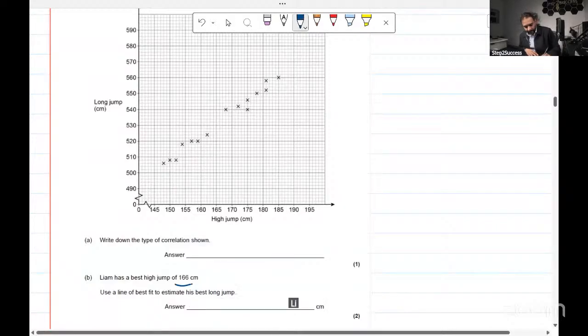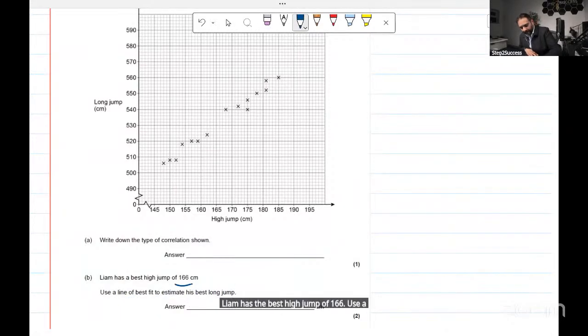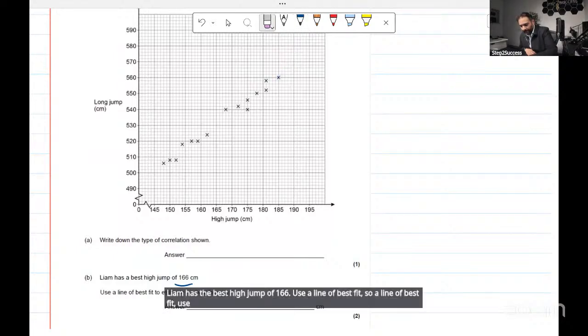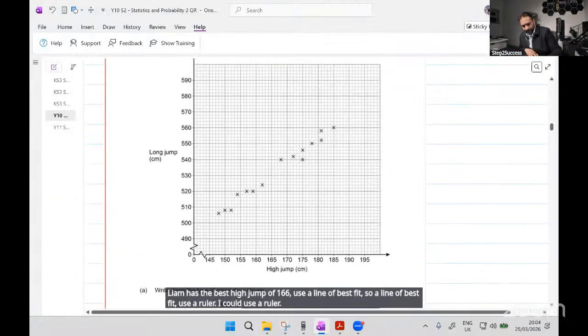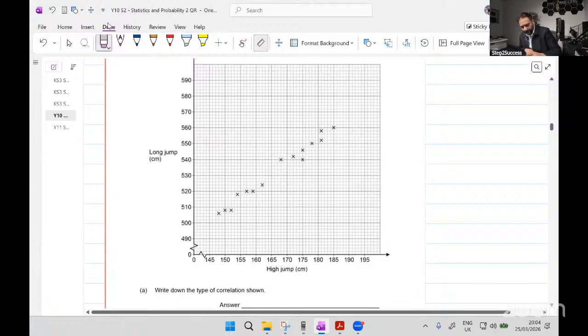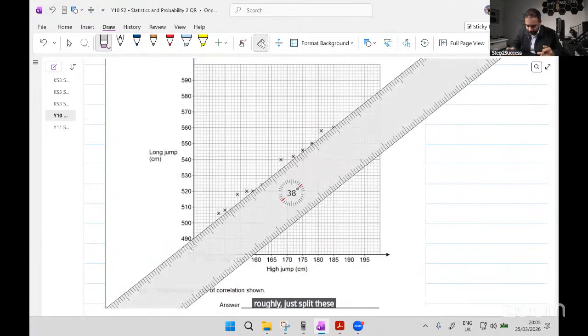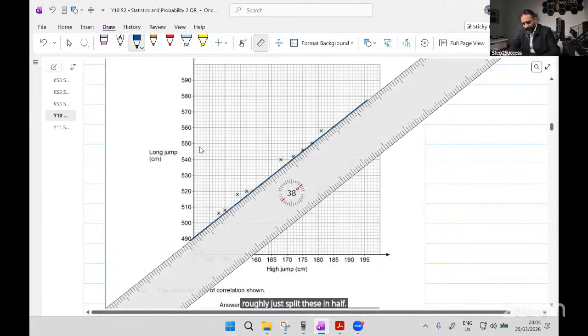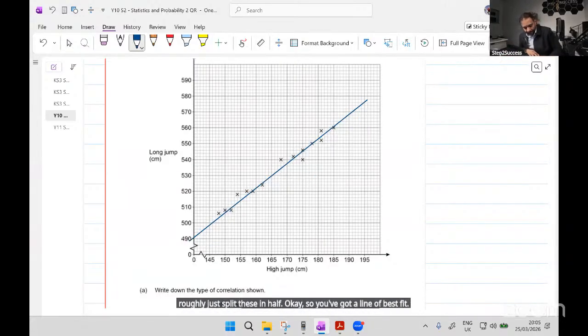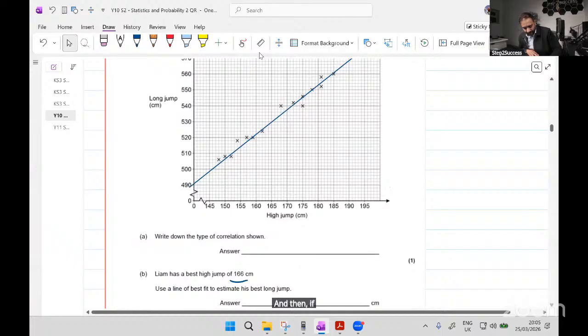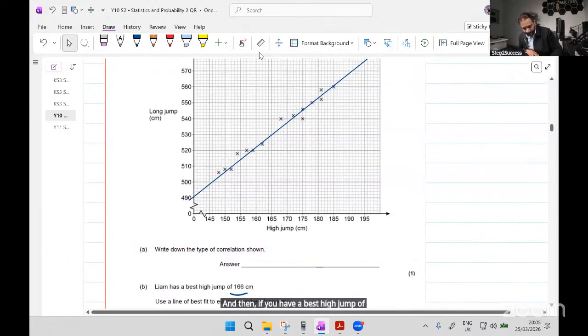Liam has a best high jump of 166. Use a line of best fit. So a line of best fit, use a ruler. Roughly, just split these in half. Okay, so you've got a line of best fit. And then, if you have a best high jump of 166, estimate his best long jump.